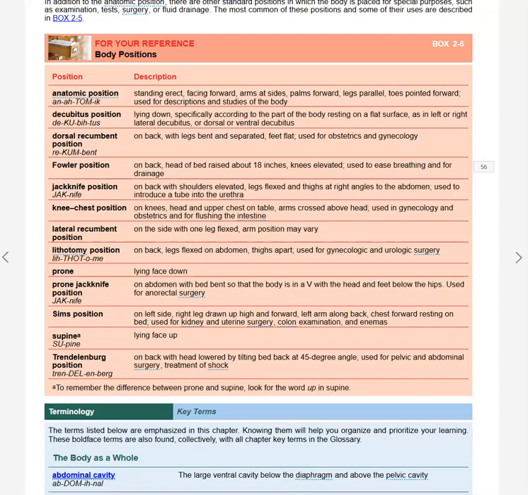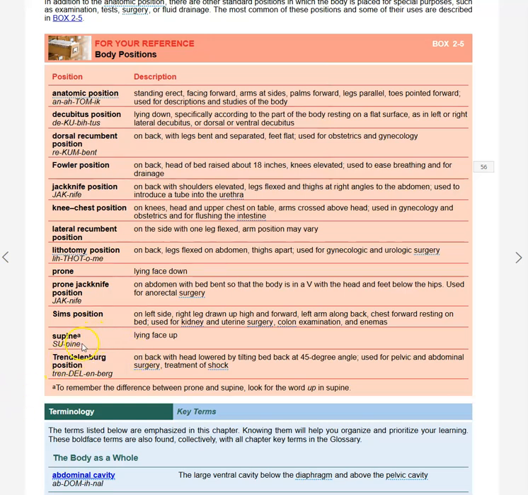Flipping through or scrolling down, because this is an external, downloadable resource that I found. Box 2.5 is just body positions. I just review this.